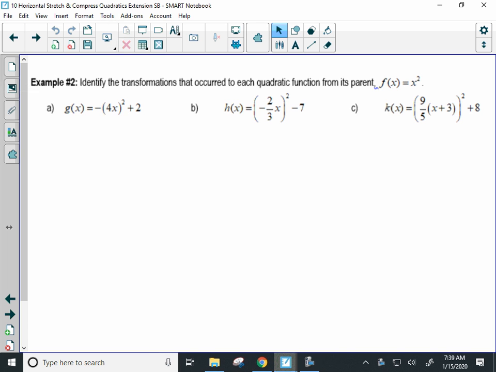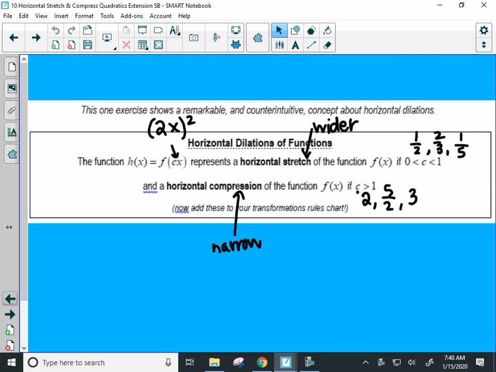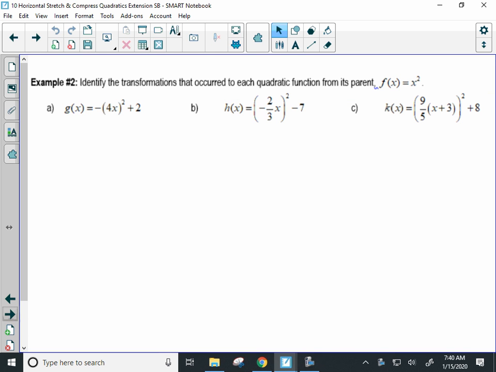Okay, now that we know the rule about horizontal stretch and compression, which we did right above this example, we'll talk about that as we go through. I'm just going to give you an equation here, and from the equation you have to tell us what transformations happen. Just like the other lessons, you start from the left.